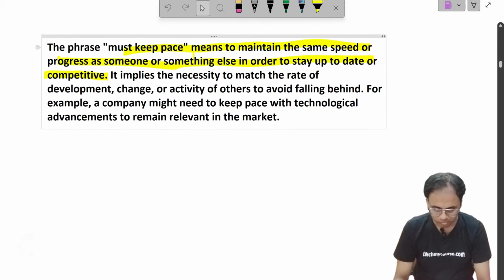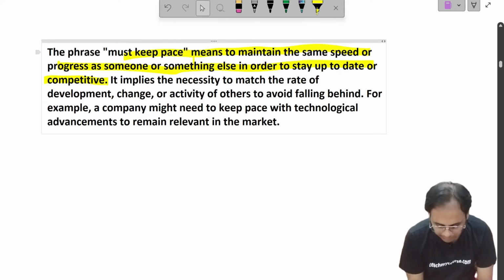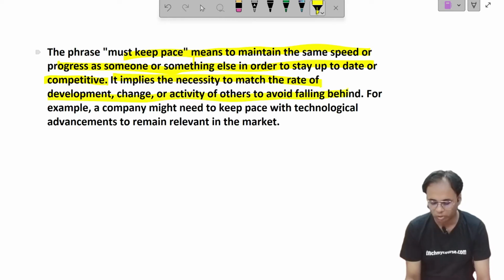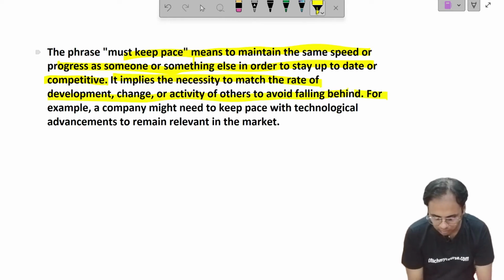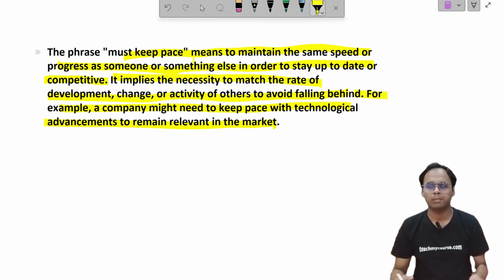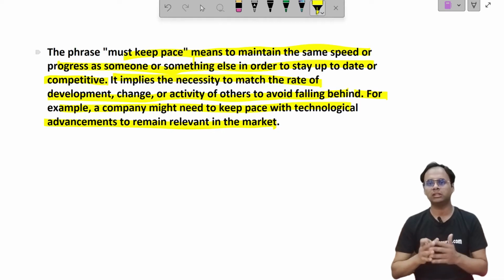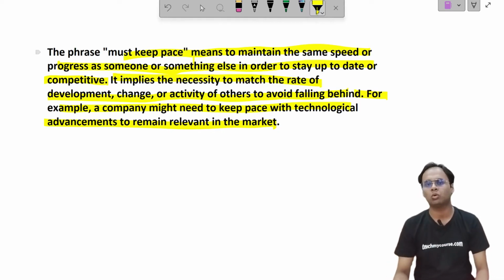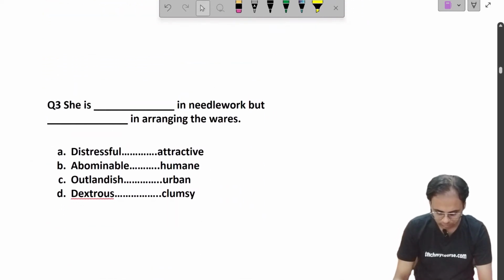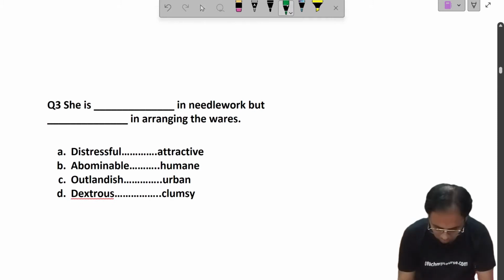It implies the necessity to match the rate of development, change or activity of others to avoid falling behind. For example, a company might need to keep pace with technological advancements to remain relevant in the market. So it does mean that whatever the pace of industrial development is, agriculture must also keep up with the same pace. Only then it makes sense, and only then it can complement the industrial development. Okay, next question.